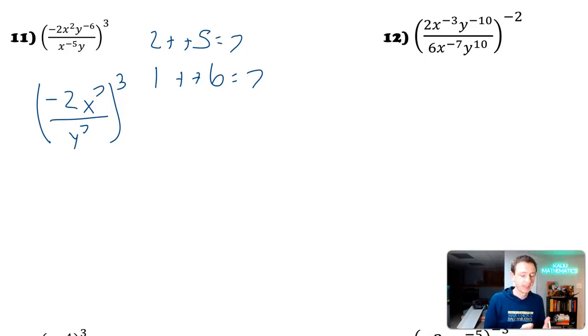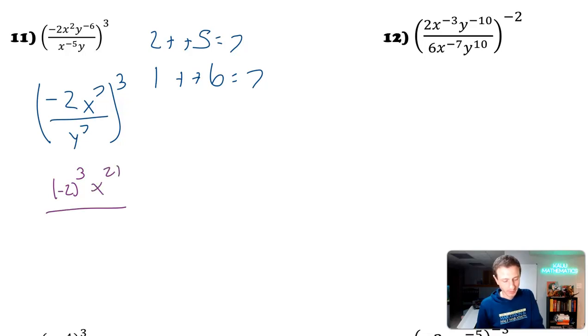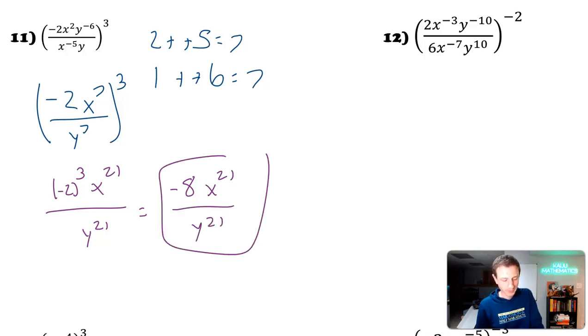Now I still have to take everything to the power of 3. So this is going to become negative 2 to the 3rd, x to the 1 times 3, which is 21st, and y to the 21st. Fun problem there.